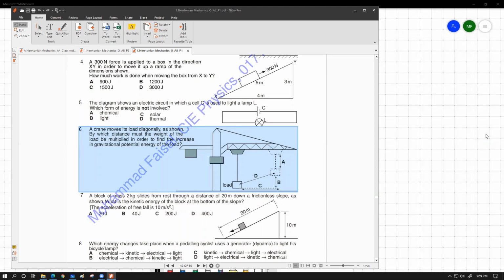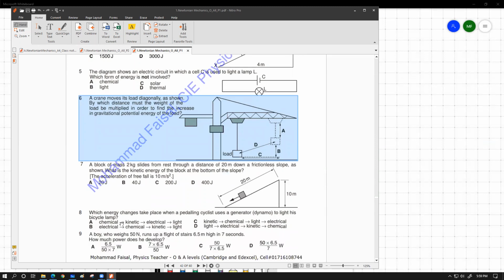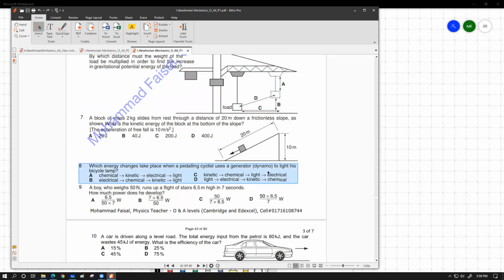Or write the question in the chat so that I can respond to it. If you have a look at question number 8, it is saying which energy changes take place when a pedaling cyclist uses a generator dynamo to light his bicycle lamp.